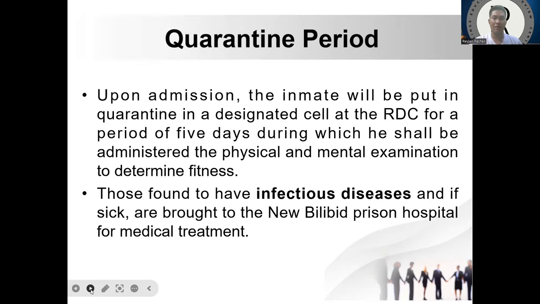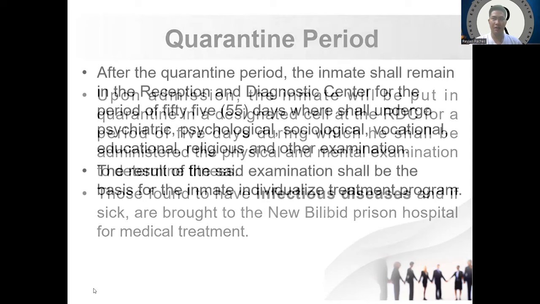Okay, so the quarantine period, class, remember, let us explain this here. The inmate will be put in quarantine in a designated cell at the RDC for a period of 5 days, during which he shall be administered the physical and mental examination to determine fitness. Those found to have infectious diseases and if sick are brought to the New Bilibid Prison Hospital for medical treatment. So again, the quarantine period, that is 5 days. Of course, it does not go beyond 60 days.